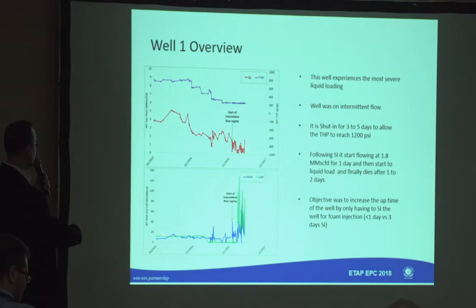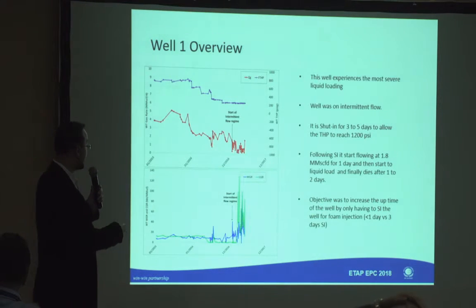This is the condensate gas ratio in blue, and the condensate gas ratio in green, and the water gas ratio in blue. So you can see that this well, starting by the end of 2016, was severely liquid loading. So the well died actually, and we had to shut in the well for some time for the pressure to build up, and then open the well to flow.